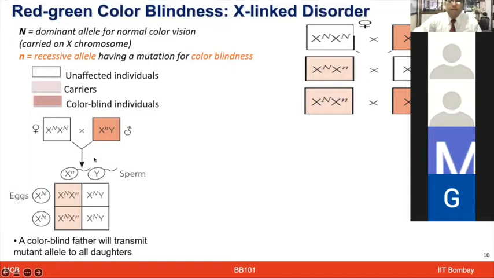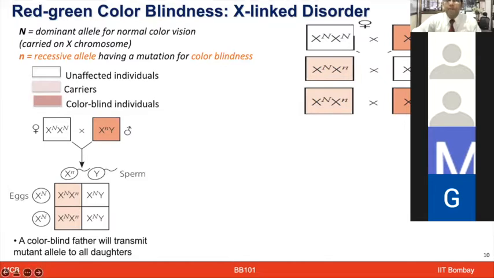Or a colorblind father, like this is the father who is colorblind, is transmitting only the mutant allele to the daughters only, right? So this is the right option, because only the daughters having the XX chromosomes are carrying this particular trait, which will be continued in the next generation. So a lot of information is there.